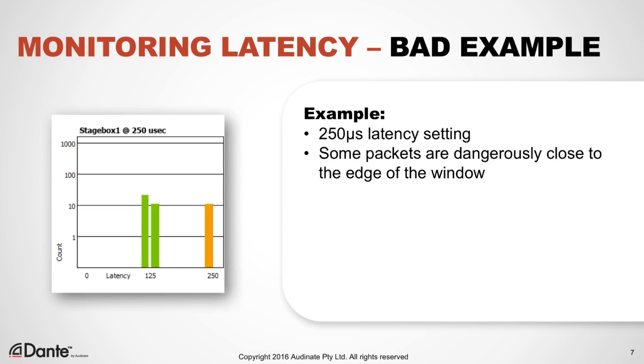In this example, we have reduced the latency setting to 250 microseconds, a very low value. When we look at the latency monitor, we can see that some packets are now falling dangerously close to the limit of our latency setting. We have selected a value that is too small for the physical network we are using and should change settings to avoid problems.